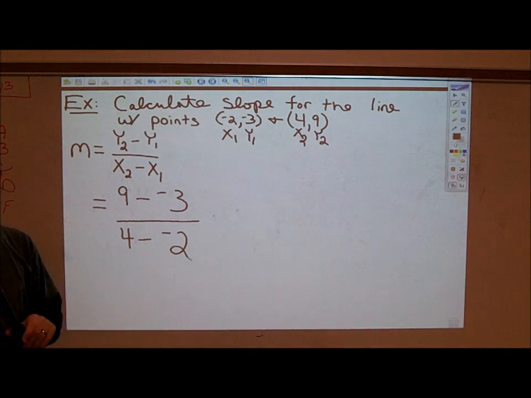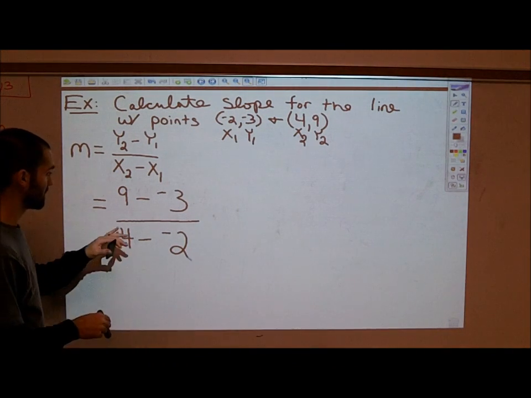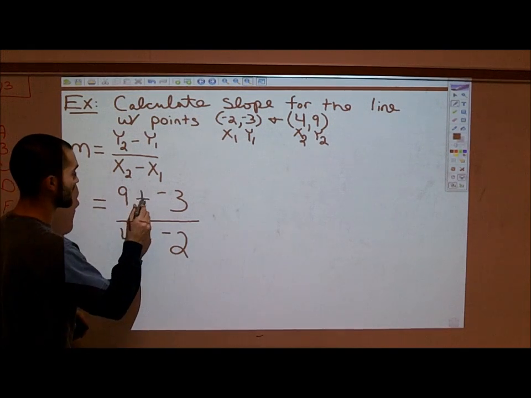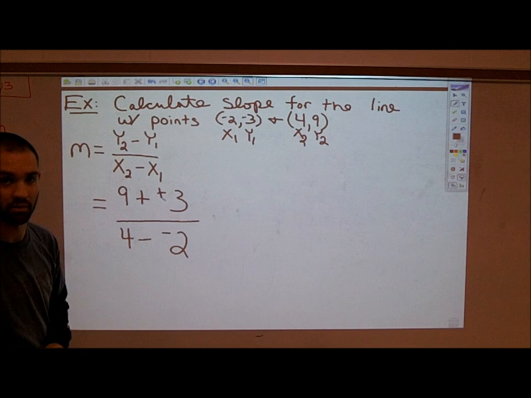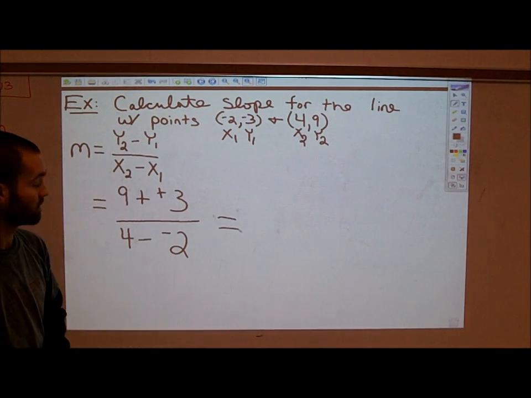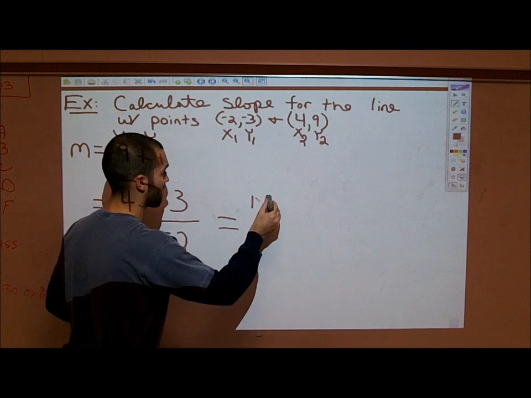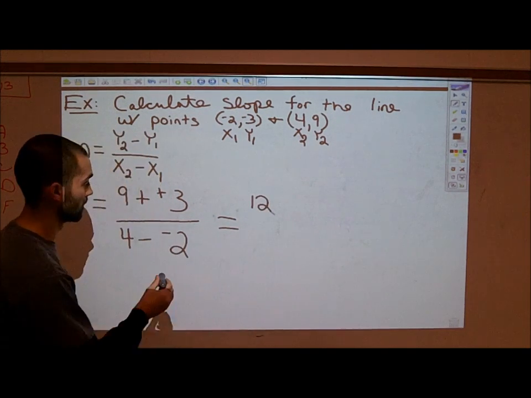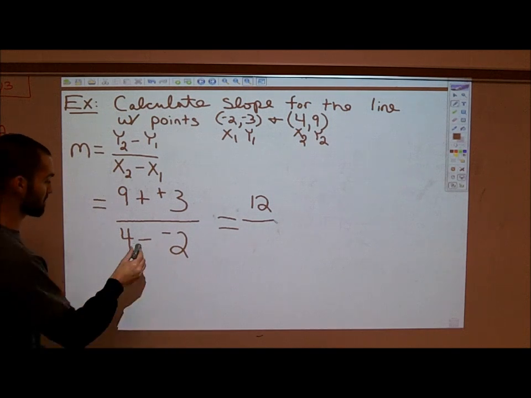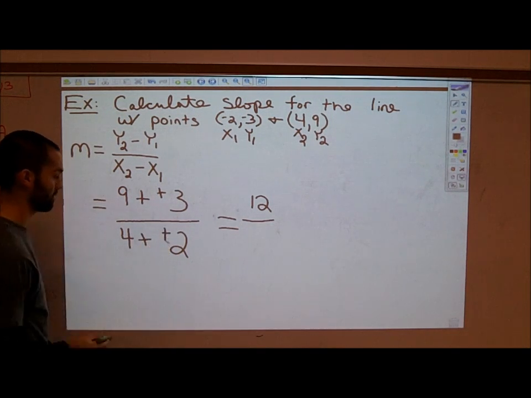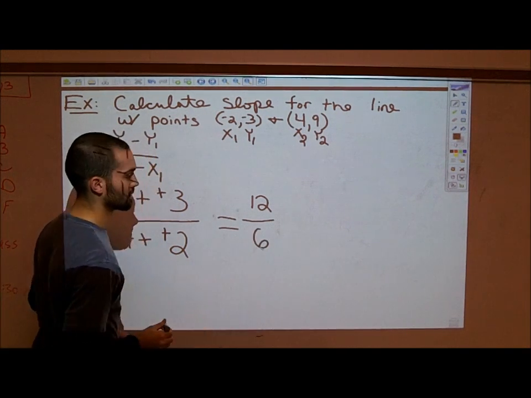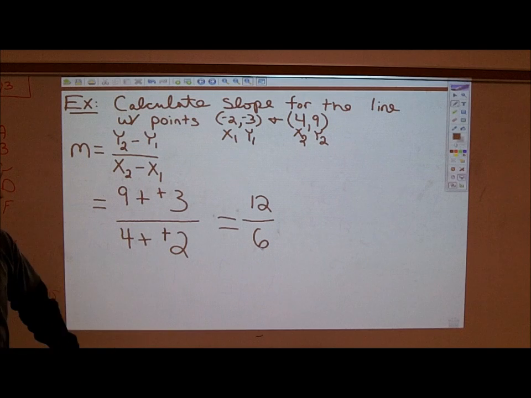So we're just going to use order of operations. I have 9 minus a -3. That's the same thing as 9 plus a +3. Well, 9 plus 3 is 12. Okay, good. Well, same thing. We have a minus a negative. We can change that to plus a positive. 4 plus a +2 is 6. So we have our new fraction.